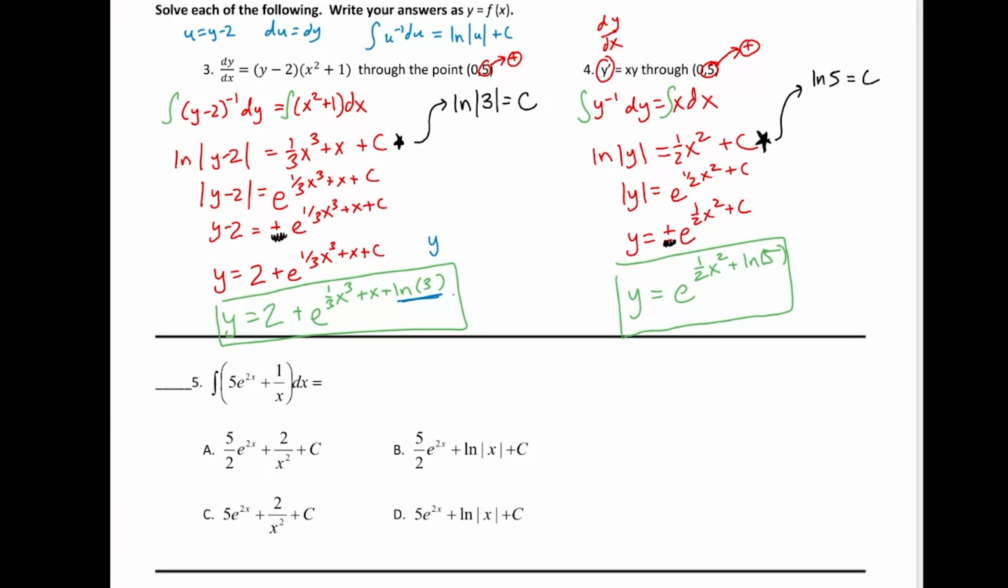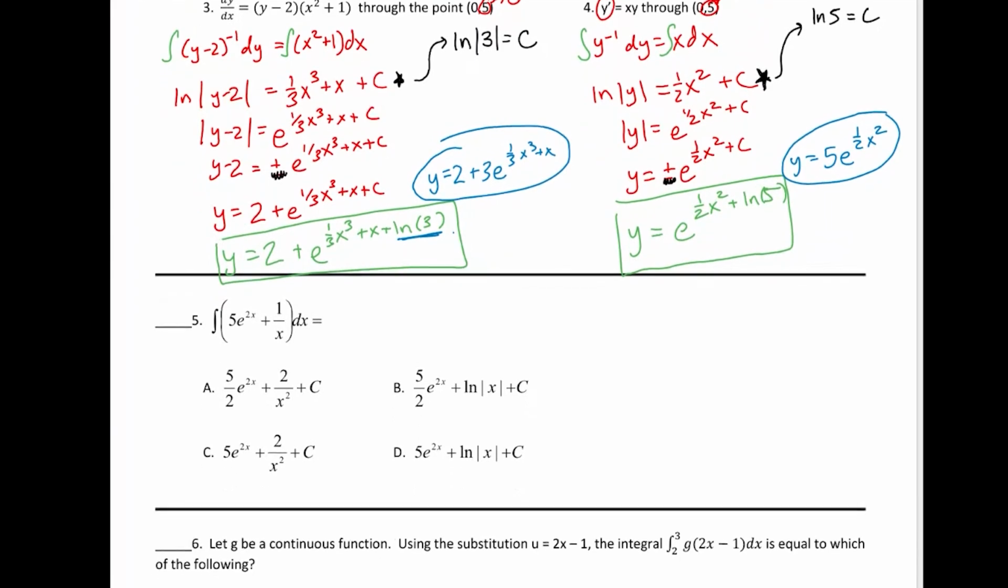So like this one, the alternate solution would be 2 plus 3 times e to the 1/3 x cubed plus x. And an alternate solution for this next one would be y equals 5 times e to the 1/2 x squared. It is a little bit more compact there, so you might consider it more simplified. But again, not a huge deal, especially for free response questions. But just want to throw that out there.